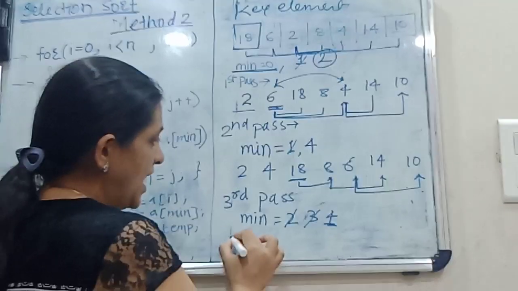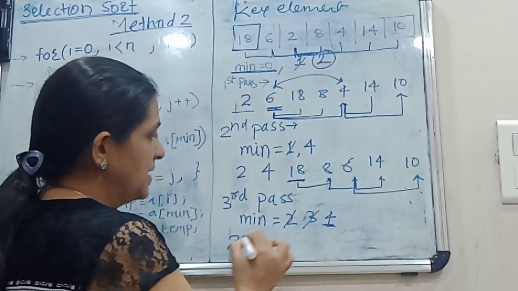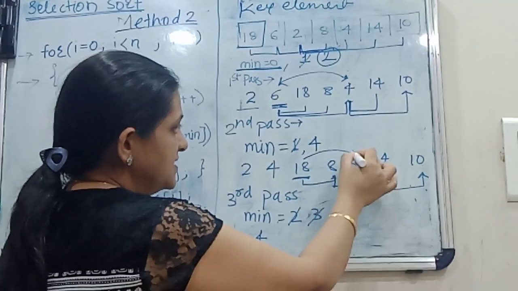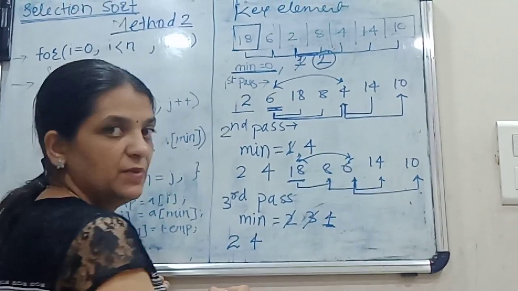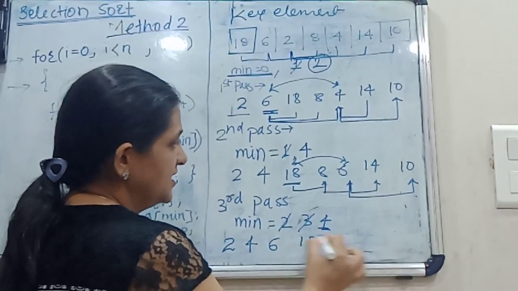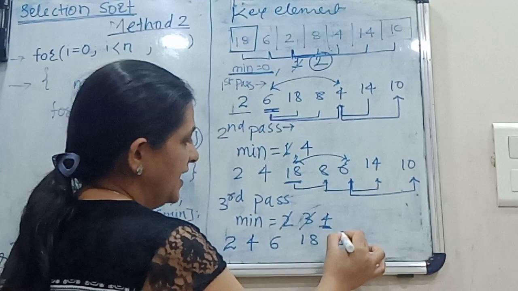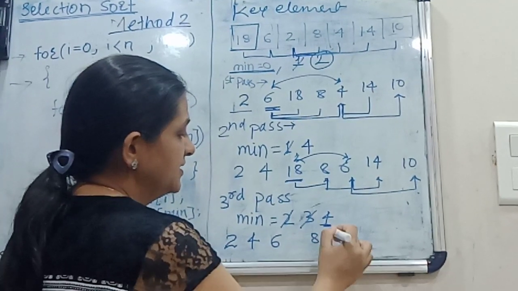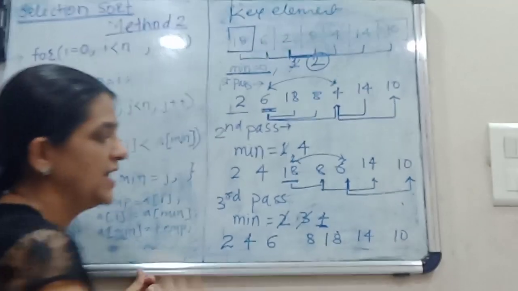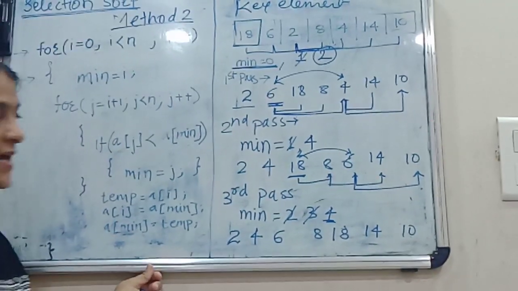So your array after the third pass will become 2, 4, and 18 and 6. These two elements will be interchanged. So 2, 4, 6, 8, 18, 14 and 10. This will be the array after the third pass, and so on.